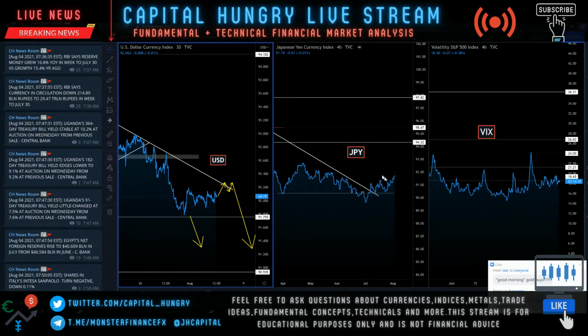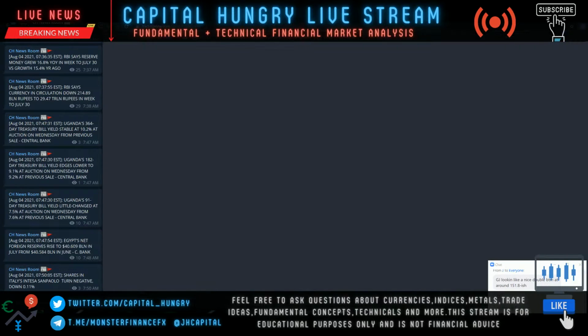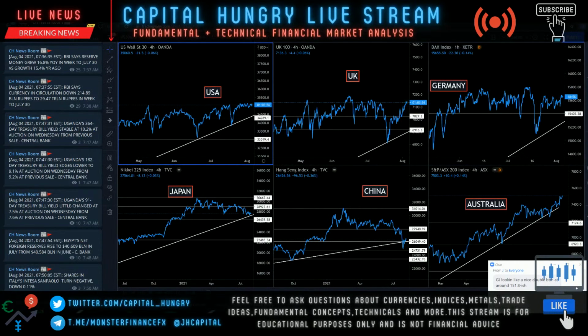On the Japanese yen, remember, this pullback we're having on the Japanese yen is from a new low printed and also due to the start of the new monthly candle. So we're just having this deeper pullback phase. But even if we go to 92 flat, I'm still bearish on the Japanese yen, still bearish on the volatility index, and obviously still bullish on global stock markets and equity markets across the board.